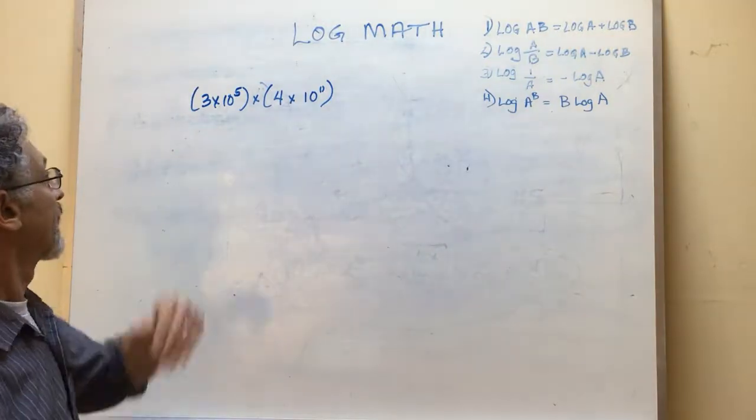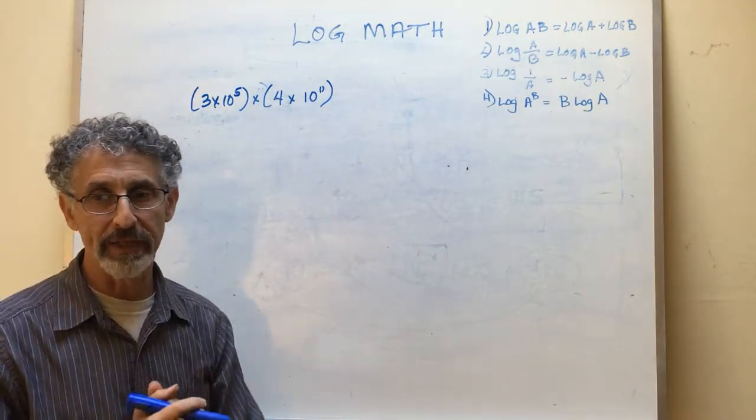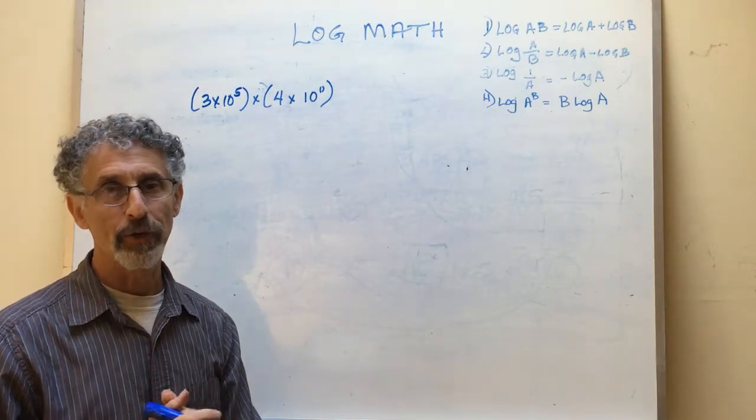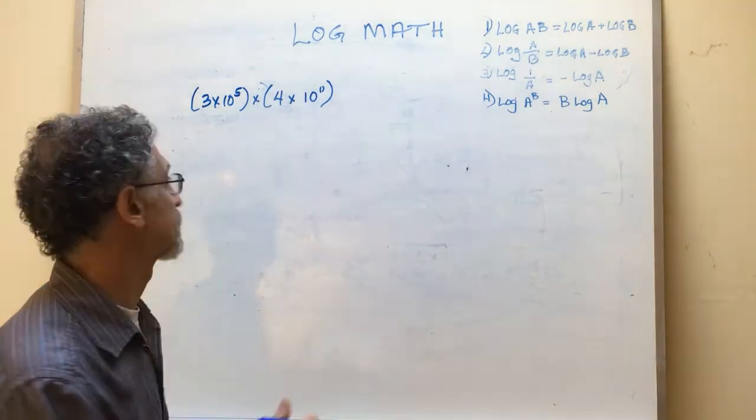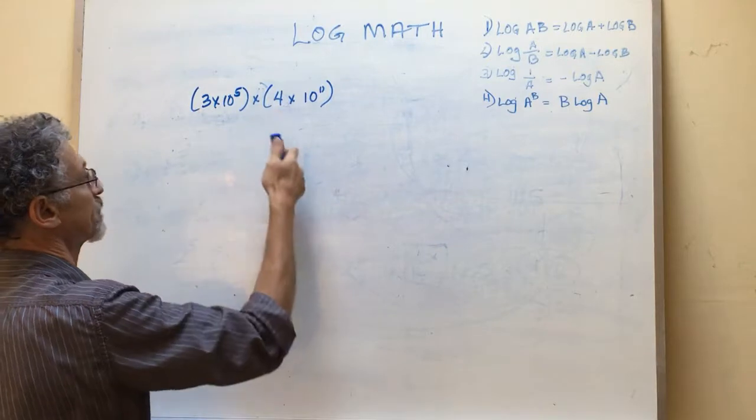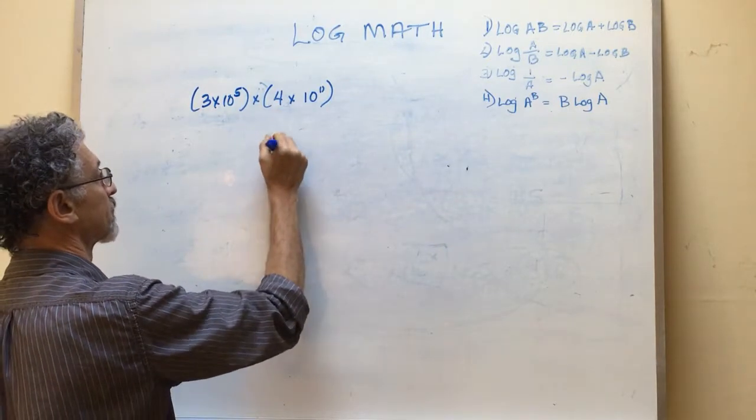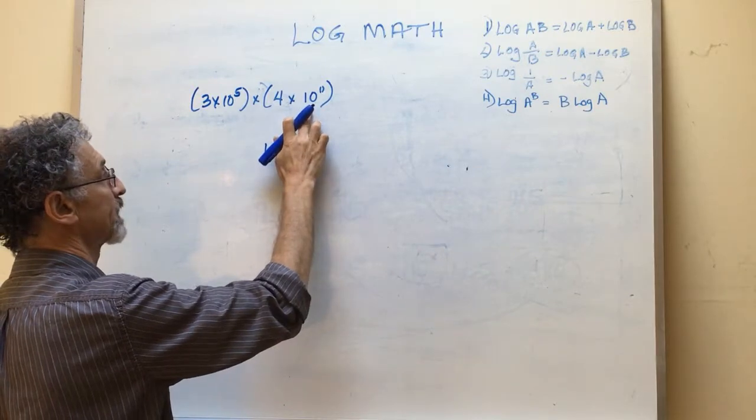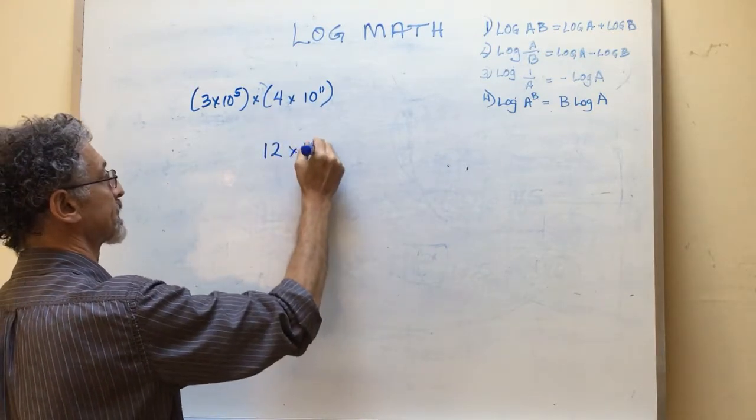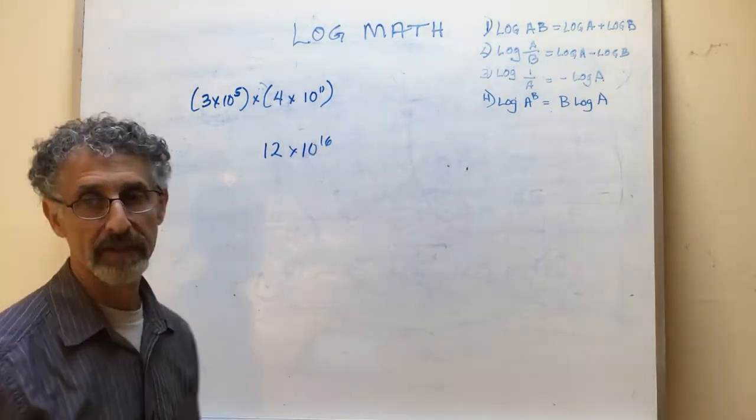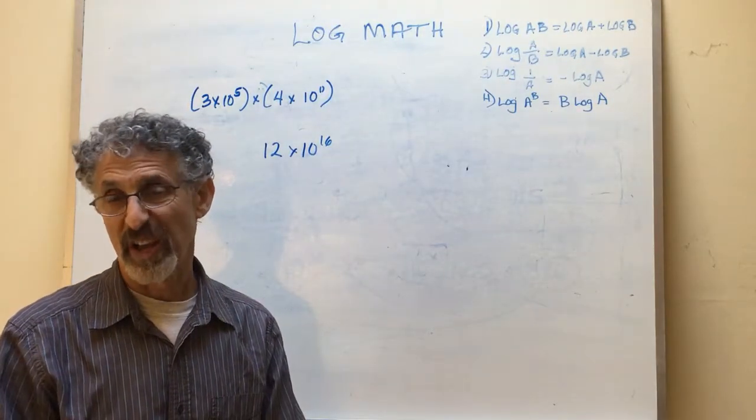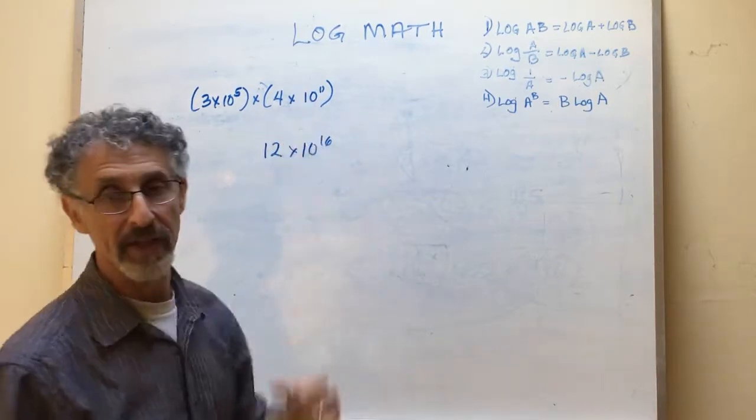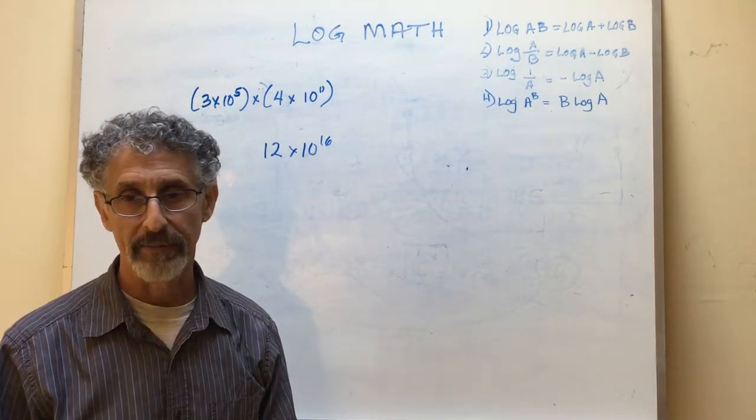So, if I give you the question, what is 3 times 10 to the 5th times 4 times 10 to the 11th? You shouldn't need a calculator to do this. We know that 3 times 4 is 12. 10 to the 5th times 10 to the 11th is 10 to the 16th. All right? So we've done this. This is regular multiplication. This is log math.